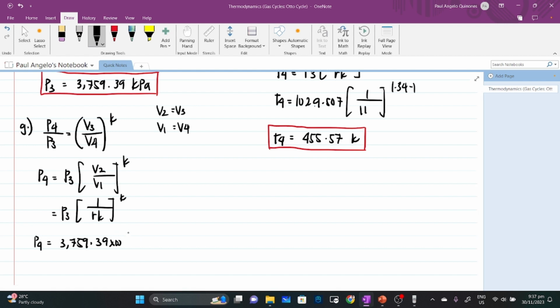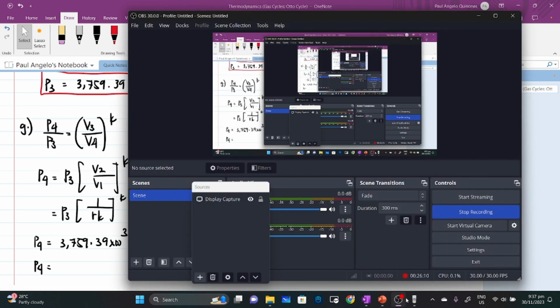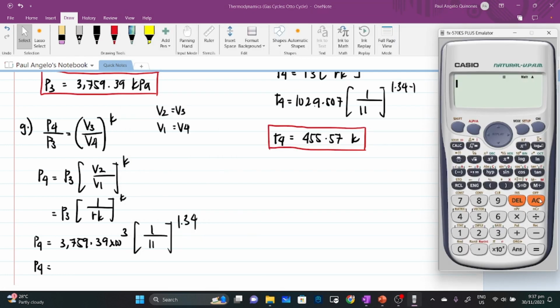Kilopascal times 1 over 11 raised to 1.34. So P sub 4 is equal to, so this one is 3,759.39 times 10 to the third, quantity 1 over 11 raised to 1.34. So this one is 151.234.